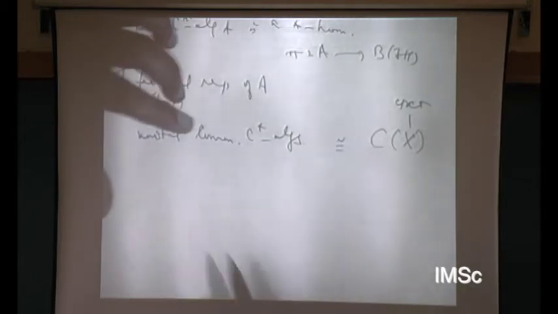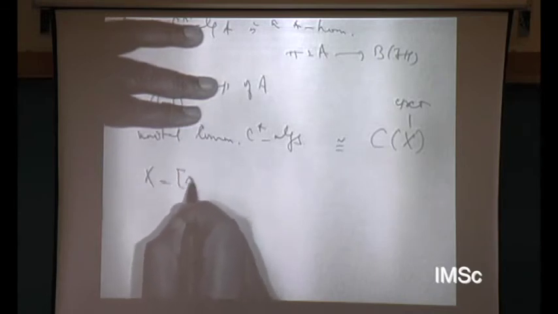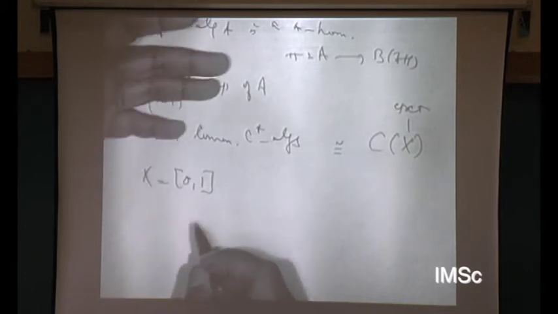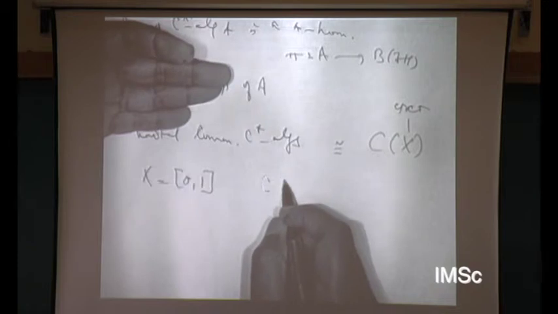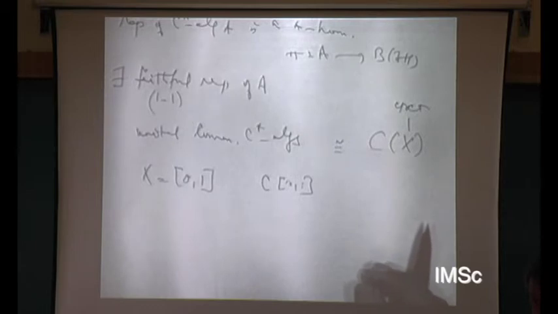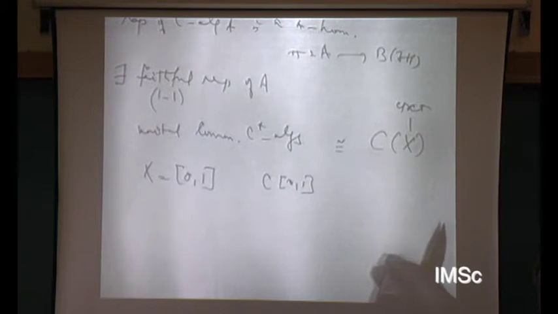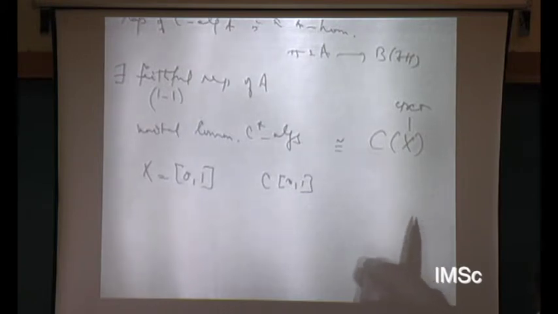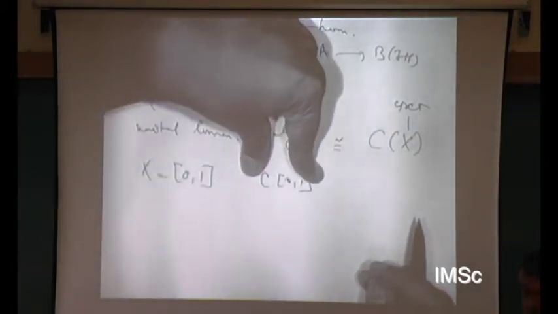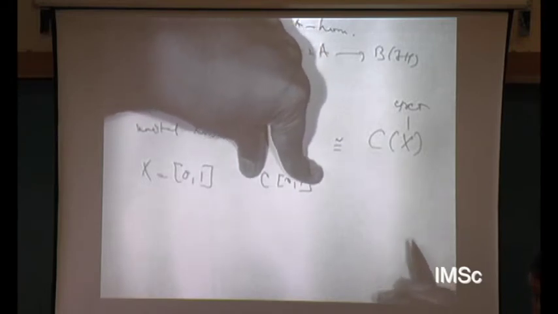For example, I talked about Lebesgue measure. So suppose we take X equals [0,1]. How do I construct a representation of C[0,1]? Representation means I must first find a Hilbert space on which I must be able to make these fellows act as operators. So I want to find a natural way of getting into a Hilbert space starting from this setup.